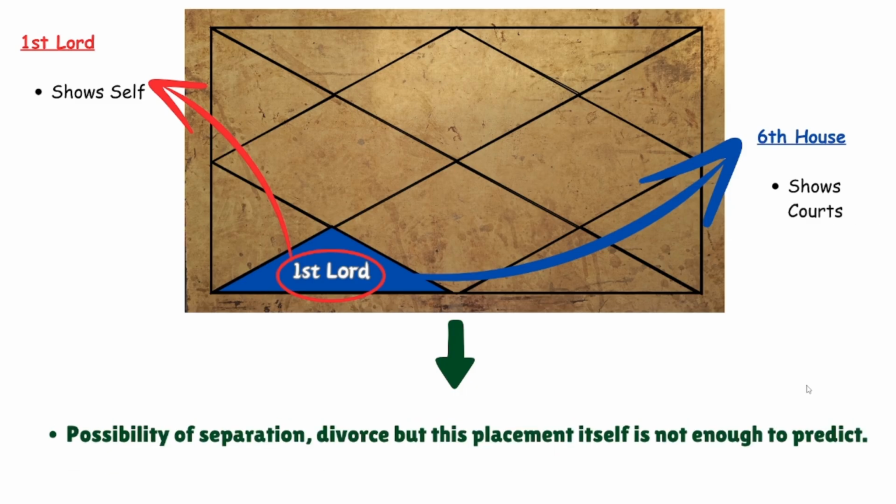Now first lord is a lord of self, and sixth house is a house which shows court. So in certain cases, there is a possibility of separation, divorce, especially when this dasha period is activated. But this singular placement is not enough to predict this kind of situation. We will have to see an entire chart for that.